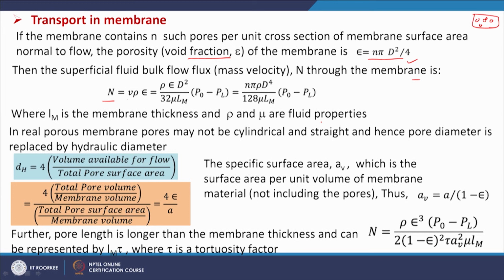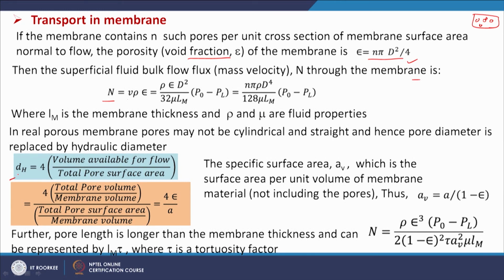So, in a real porous membrane, pores may not be cylindrical and straight, and hence pore diameter is replaced by the hydraulic diameter. This is one of the considerations we make to represent the real situation. So, d will be replaced by dh, and dh is nothing but 4 into the volume available for flow divided by the total pore surface area. If we divide both numerator and denominator by the membrane volume, the top part, total pore volume by membrane volume, is equal to E, and total pore surface area by membrane volume is equal to A.